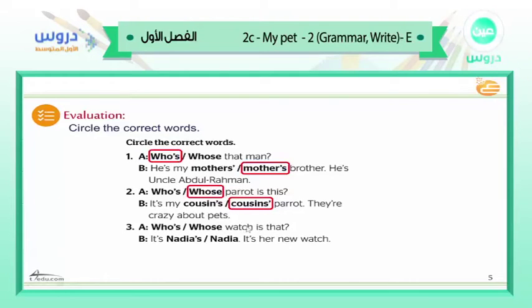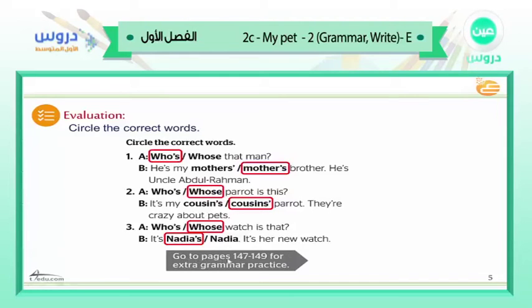Number 3, A, whose watch is that? So what do you think? Which one? Excellent, whose, because I want to know the person who owns the watch. Okay, the watch belongs to, let's see, it is or it's Nadia's or Nadia. It's her new watch. The watch is for Nadia. So what should we say? It's Nadia's or it's Nadia? Of course, Nadia's. Okay, very nice, excellent.